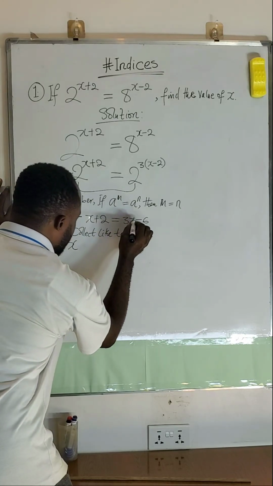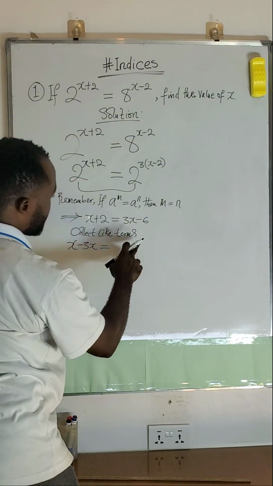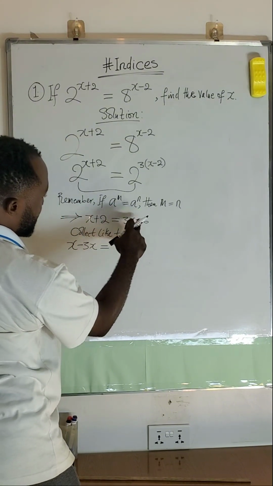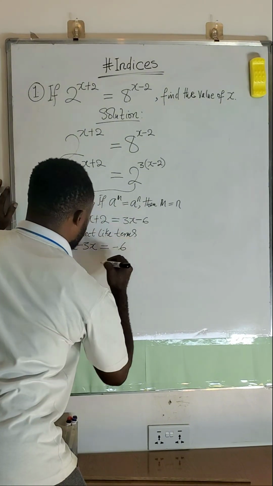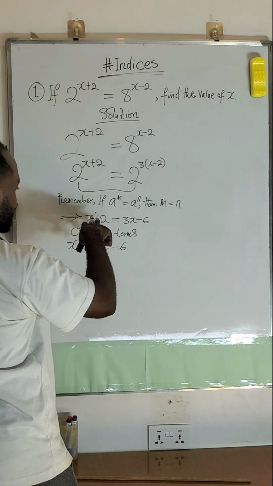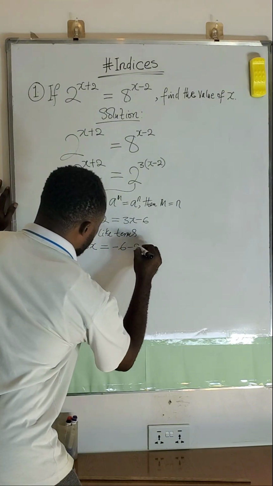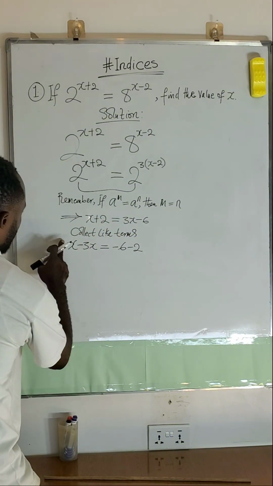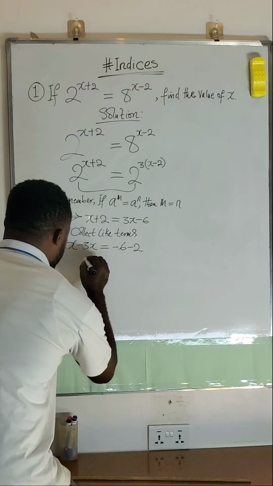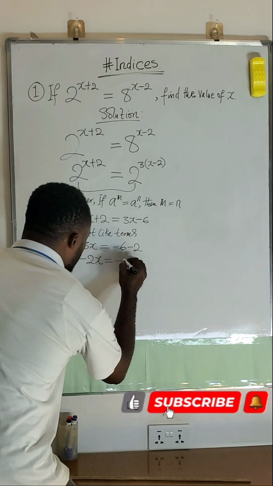So plus 3x is going to be minus 3x, equals, this is the constant number and it's minus 6. Okay? This is plus 2 on the left hand side. When it crosses the equality sign to go to the right hand side, it's going to be minus 2. Okay? And so 1 minus 3 is minus 2x equals minus 8.